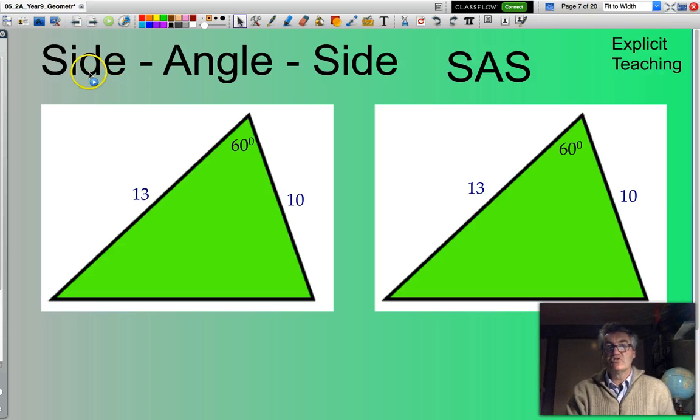Moving on to the second of the 4. The next condition is side, angle, side, shortened to SAS. So 13, 60, 10. 13, 60, 10. Notice how they actually follow on to each other. It's not enough just to have 2 side lengths of 13 and 10. All 3 of these conditions must follow on from each other. So these 2 triangles are congruent by the nature of SAS.